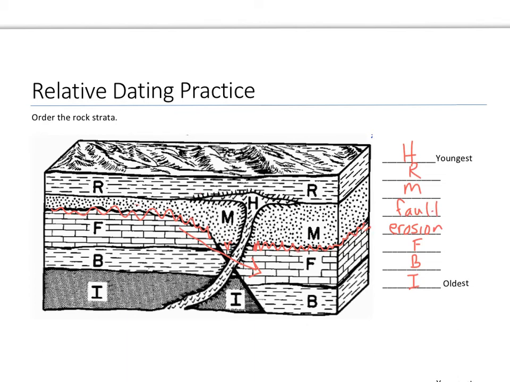So the oldest event was that stratum I was created, then B, then F, and then an erosion event, and then some faulting, and then some deposition that created M, and then more deposition that created layer R, and finally we have this igneous intrusion that made H the youngest layer.